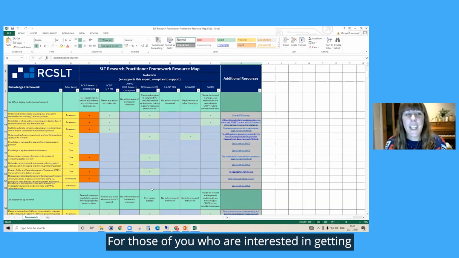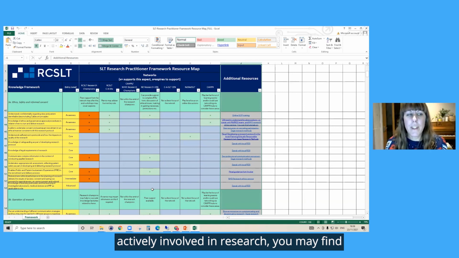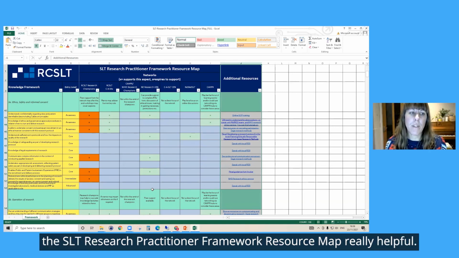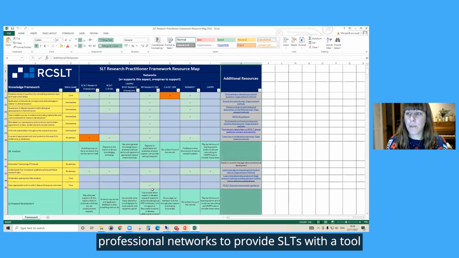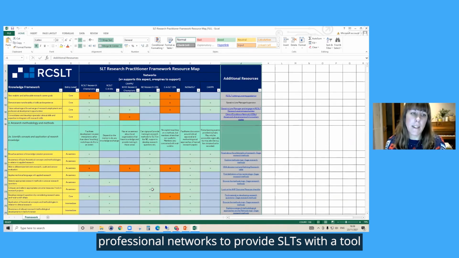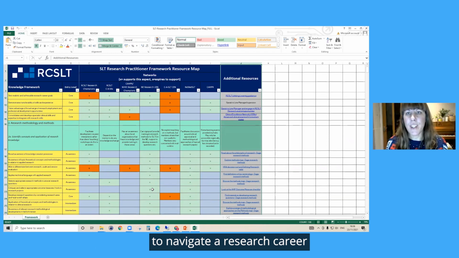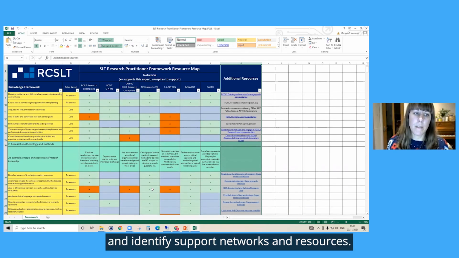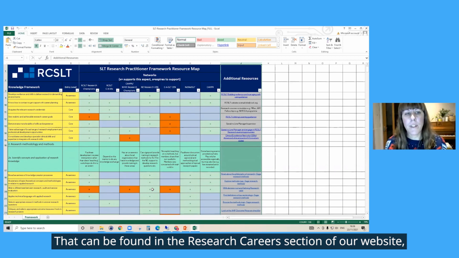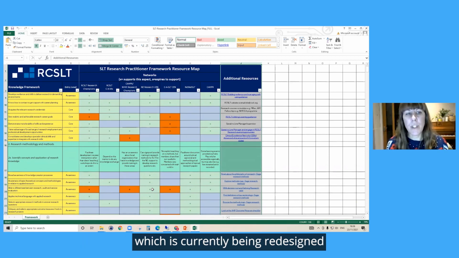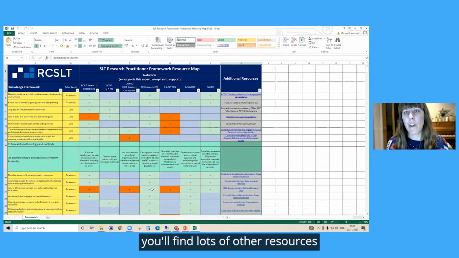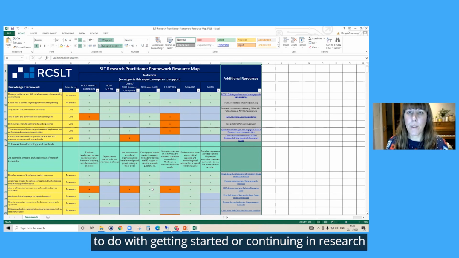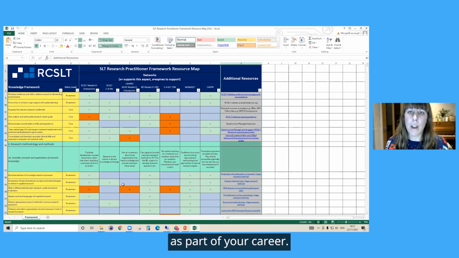For those of you who are interested in getting actively involved in research, you may find the SLT Research Practitioner Framework resource map really helpful. This has been developed by the RCSLT in coalition with professional networks to provide SLTs with a tool to navigate a research career and identify support networks and resources. That can be found in the research careers section of our website, which is currently being redesigned. And also within the general research section of the website, you'll find lots of other resources to do with getting started or continuing in research as part of your career.